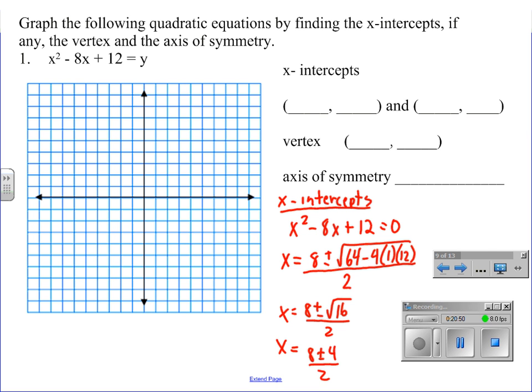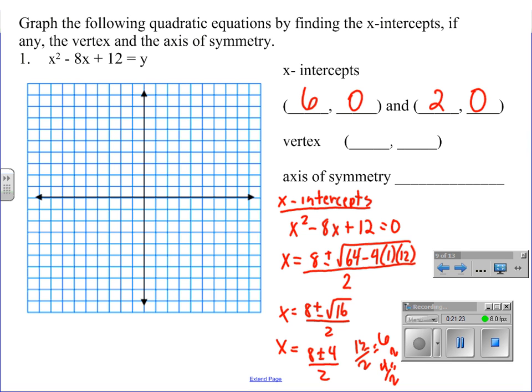8 plus 4 is 12 divided by 2. One of my values of x is 6. And 8 minus 4 is 4 over 2 is 2. My other is 2. You guys agree with 6 and 2? What's my y coordinate? 0, right? The y value on the x-axis is 0.